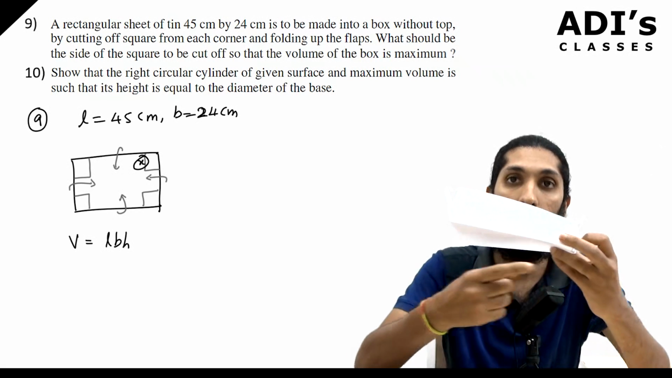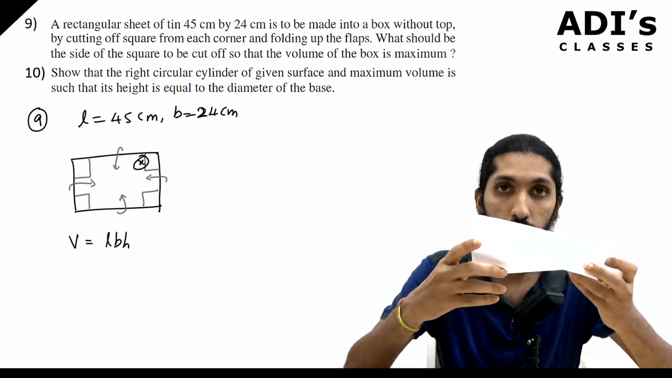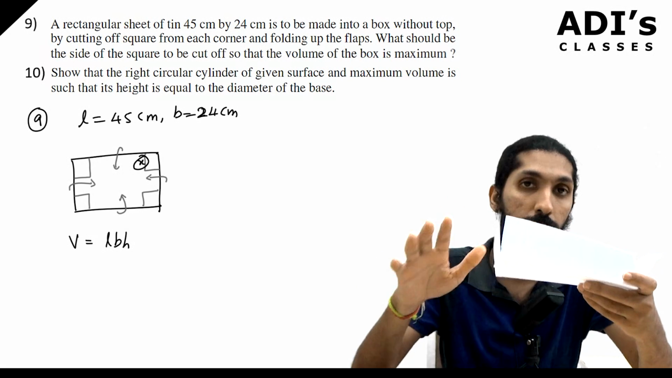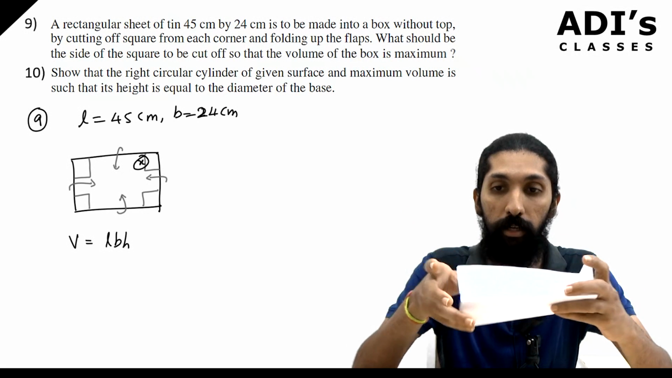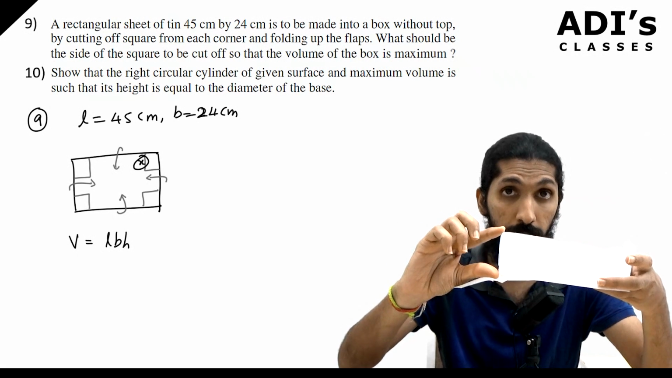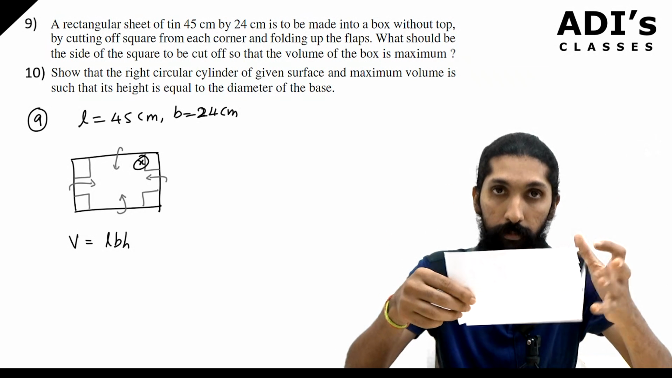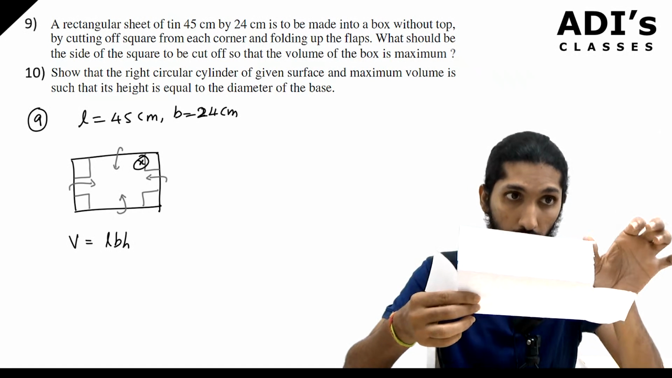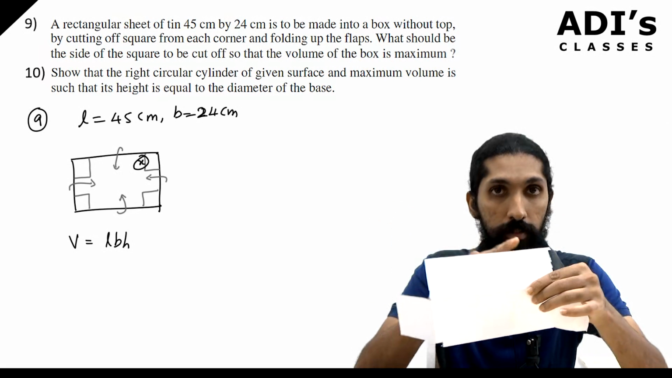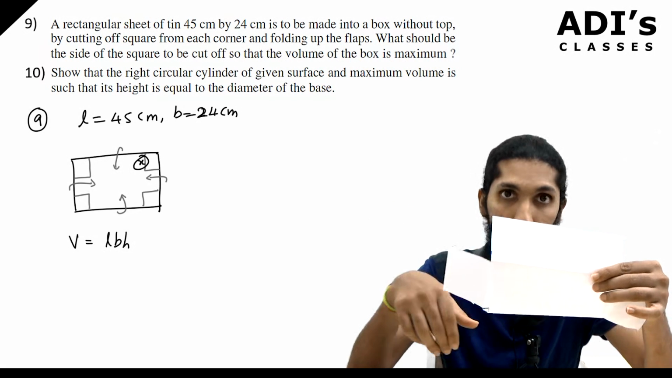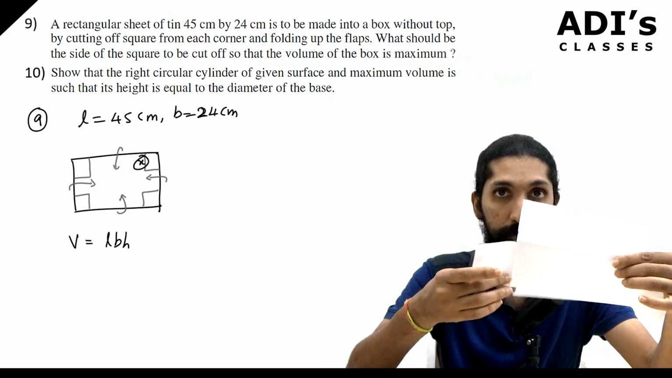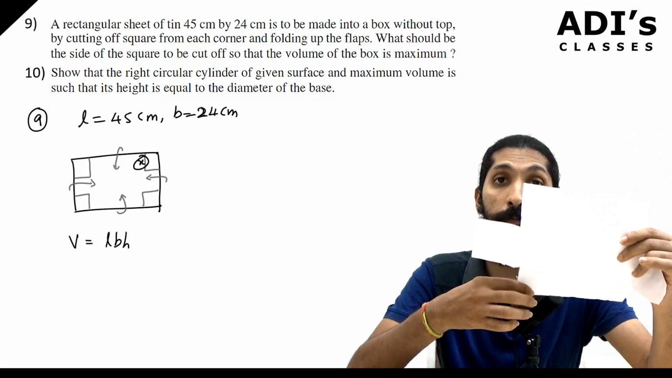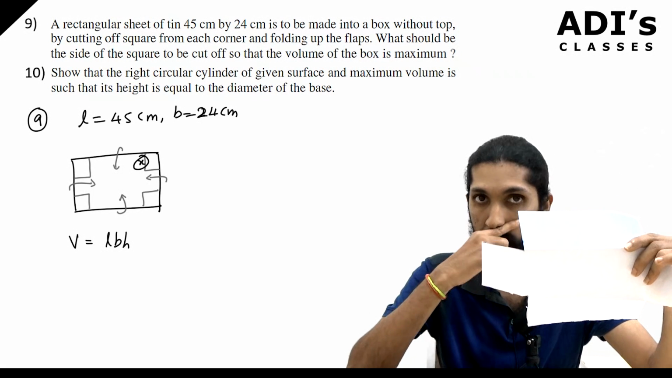So volume is what? Length into breadth into height. So L into B into H. Now what you need to understand is that this particular length is nothing but the side of the square, correct? Now when you open this, the entire length was 45. I removed x, removed x. This is nothing but 45 minus 2x, correct? Now this is the breadth. The entire breadth was 24, of which we removed x from each side.